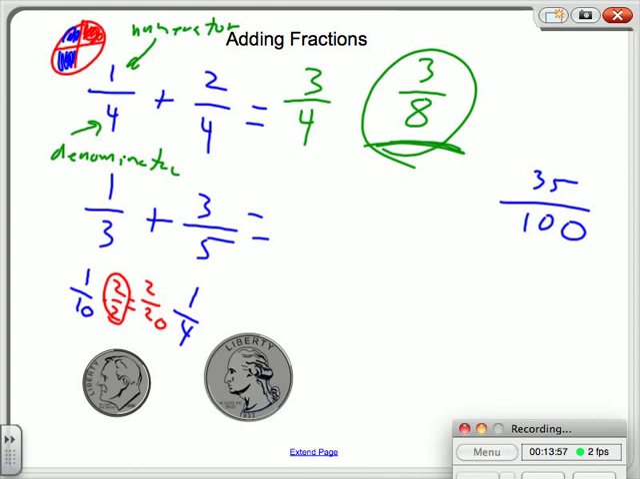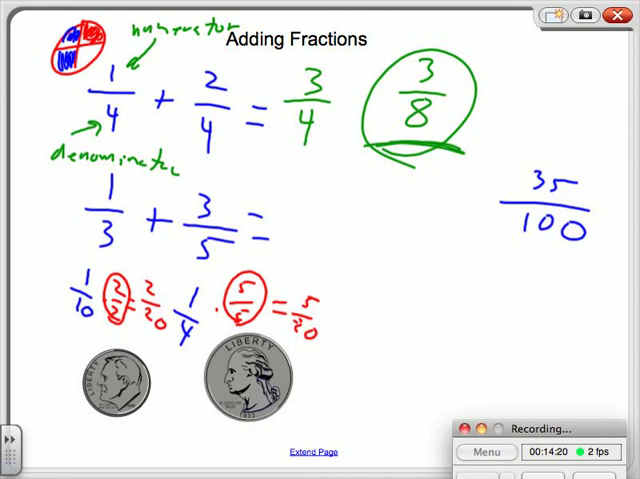To get the 1/4, obviously I need to multiply 4 by 5 to get 20. So I'm multiplying the top and bottom by 5, aka 1, and I'll get 5/20ths. 1 dime is 2/20ths of a dollar. 1/4 is 5/20ths of a dollar.